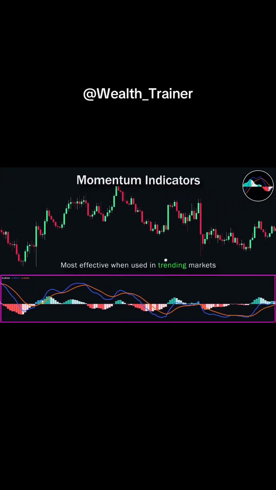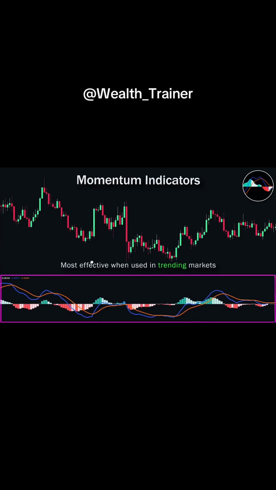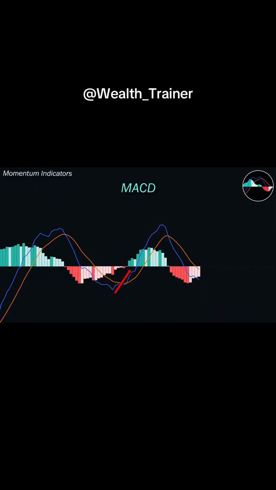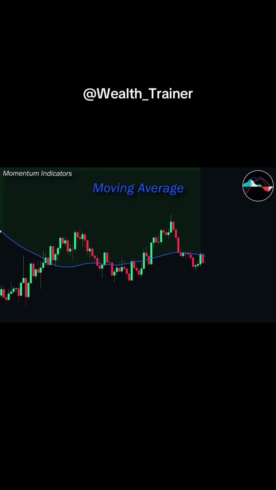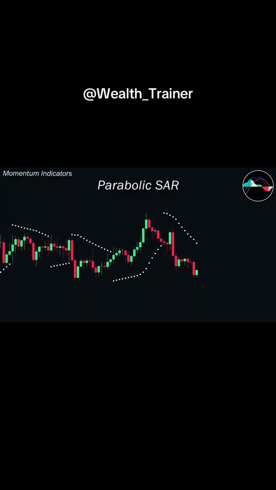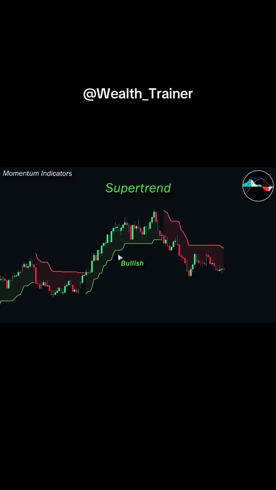Momentum indicators. These are the types of indicator that measure the direction and strength of a trend. It is most effective when used in trending markets. Some of the most notable momentum indicators are MACD. An upwards crossover indicates a bullish trend, while a downwards crossover indicates a bearish trend. Moving averages. Price being above the moving average signals a bullish trend, and price being below signals a bearish trend. Parabolic SAR. A dot below the price indicates a bullish trend, and a dot above the price indicates a bearish trend. Super trend. Green signal indicates a bullish trend, and a red signal indicates a bearish trend.